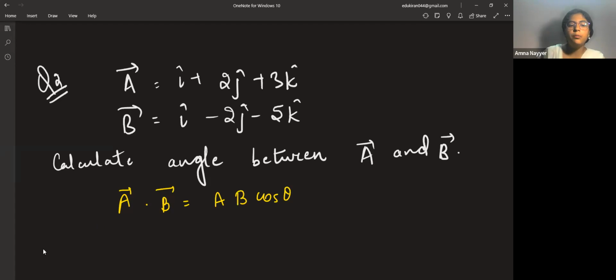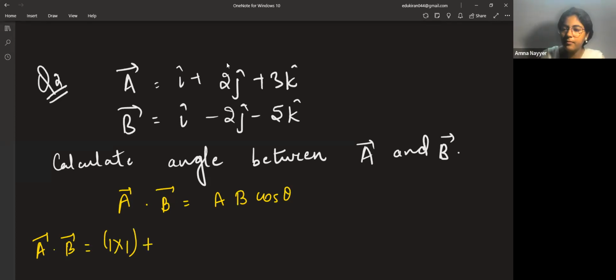What is A dot B? First let us solve the left-hand side, LHS. A dot B. Yes, Shaista, can we start with you? Yes, ma'am. A dot B. How should I start? One. Very good. Coefficients will get multiplied. So 1 into 1. Very good. Plus, yes, Shaista.